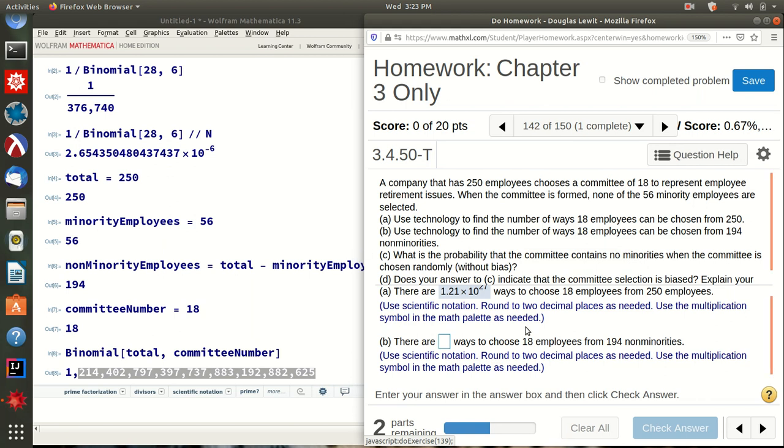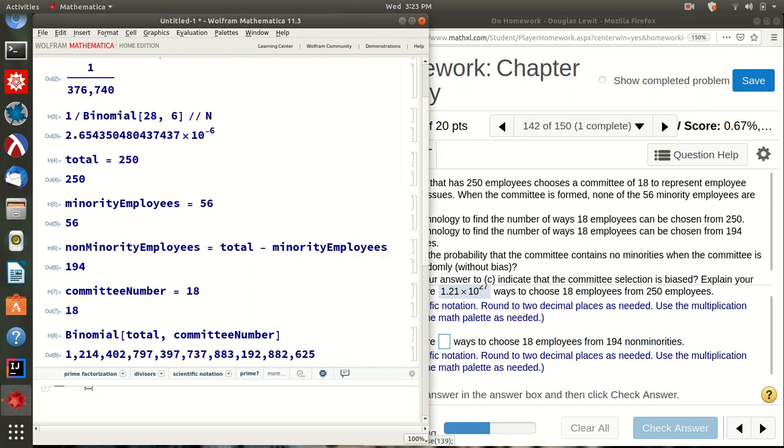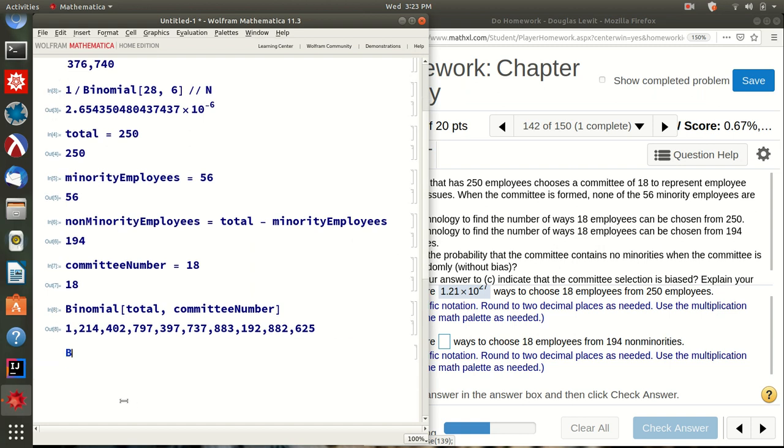Okay. And part B, how many ways to choose 18 employees from 194 non-minorities? Again, we have to use scientific notation. It's a very large number. So again, that's going to be binomial.